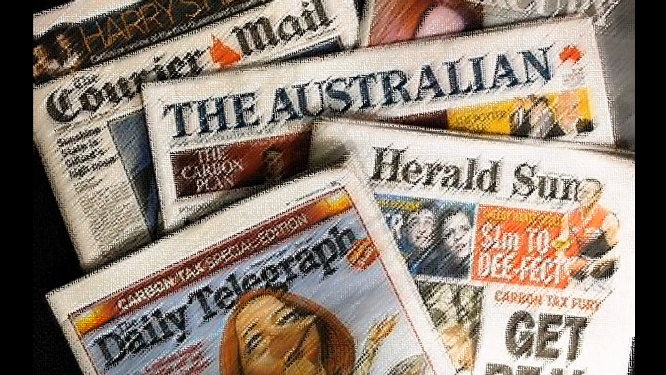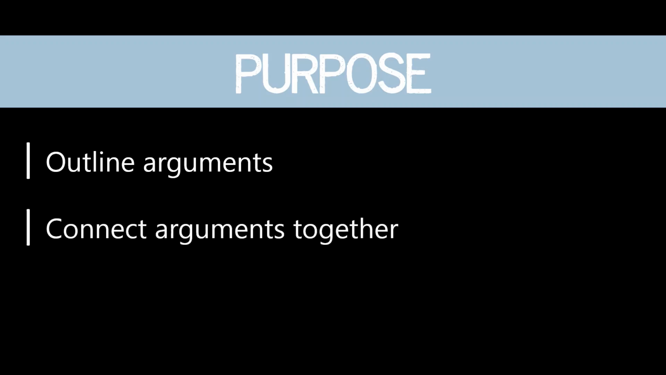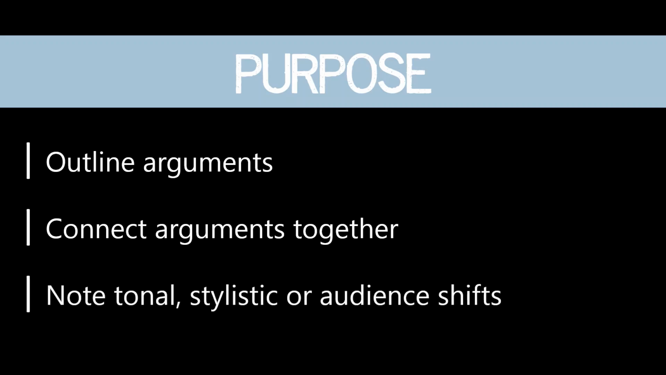Today's episode is going to focus on topic sentences, which come up in our main body paragraphs of our analysing argument essays. So let's have a look at the purpose of topic sentences. Firstly and primarily, they are there to outline the arguments found within an article. They can also be used to connect arguments together, and they're also utilised to note any tonal shifts or stylistic shifts, or even shifts or changes with audience and argument.